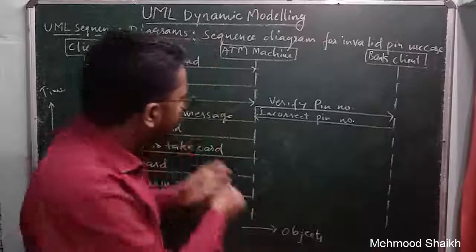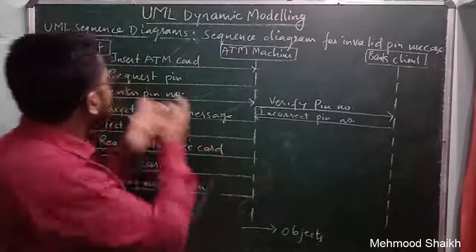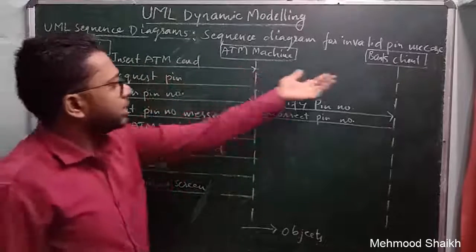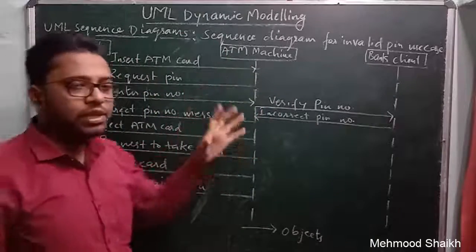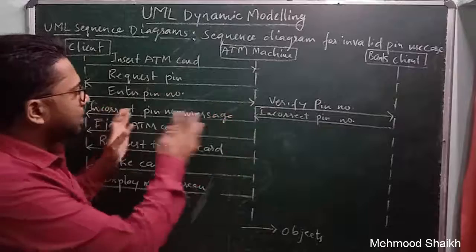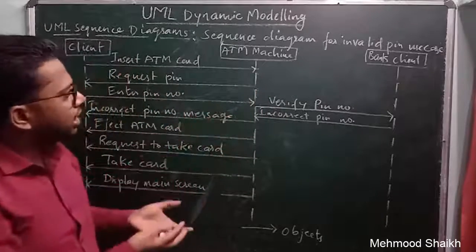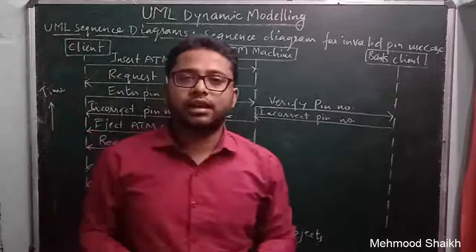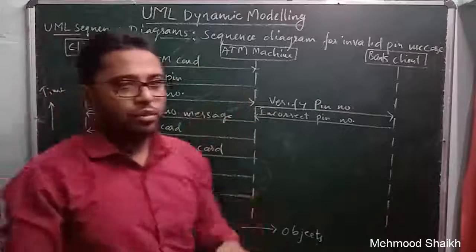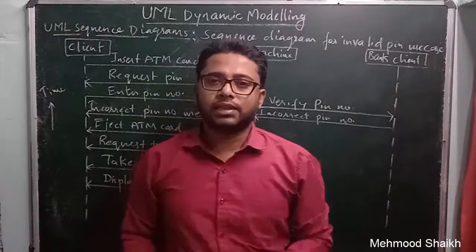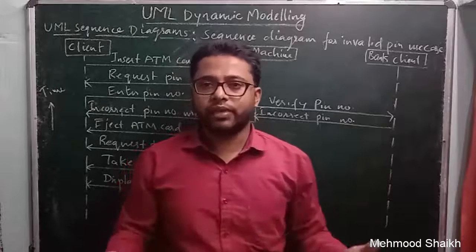So these are the various messages which will get displayed to the client from the ATM machine and the bank client. Don't you think these sequence diagrams help the development team to understand the flow of messages between the various objects? With these sequence diagrams the development team can easily understand the behavior of various objects when performing any activity with the system. This is how sequence diagrams are very useful at the time of analyzing.